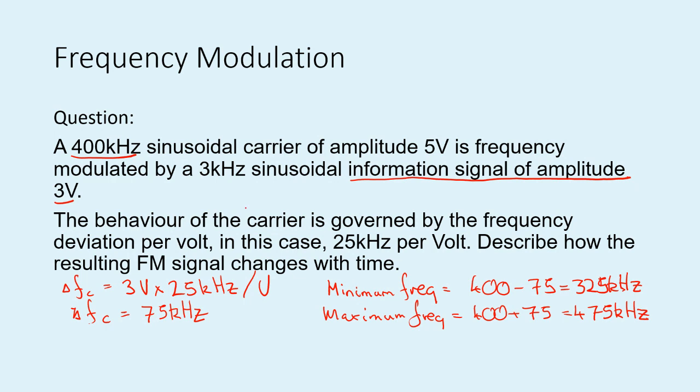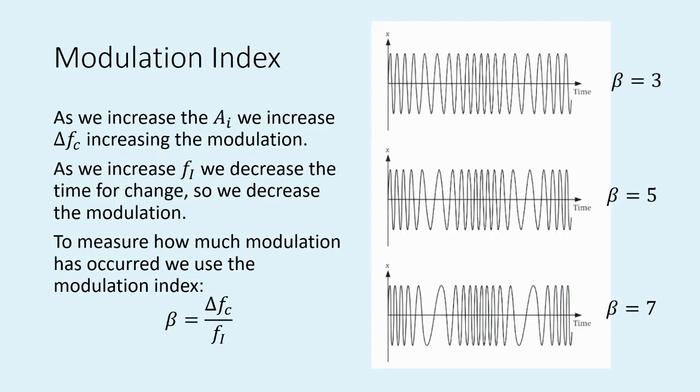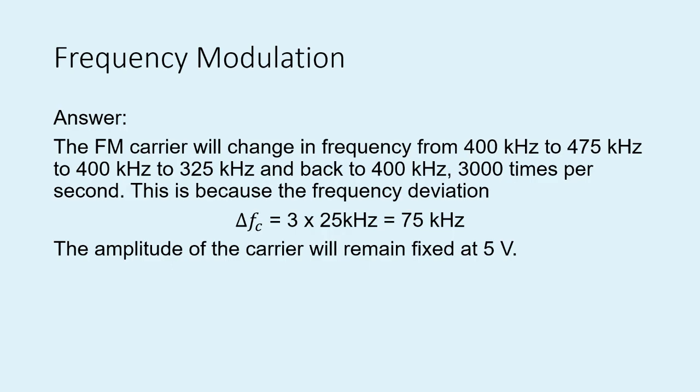And the 3 kilohertz is to do with the frequency of the information signal. And we could work out the time period, the sort of time it takes for it to vary from 325 kilohertz to 475 kilohertz and back again, and that would be 1 over 3,000. So if you wanted to work out how quickly it would be changing, it would be at a 3 kilohertz speed. That's how quickly it would be becoming compressed and stretched out, compressed and stretched out. Just an important point to note. So that value, 3,000 times per second, that's 3 kilohertz.